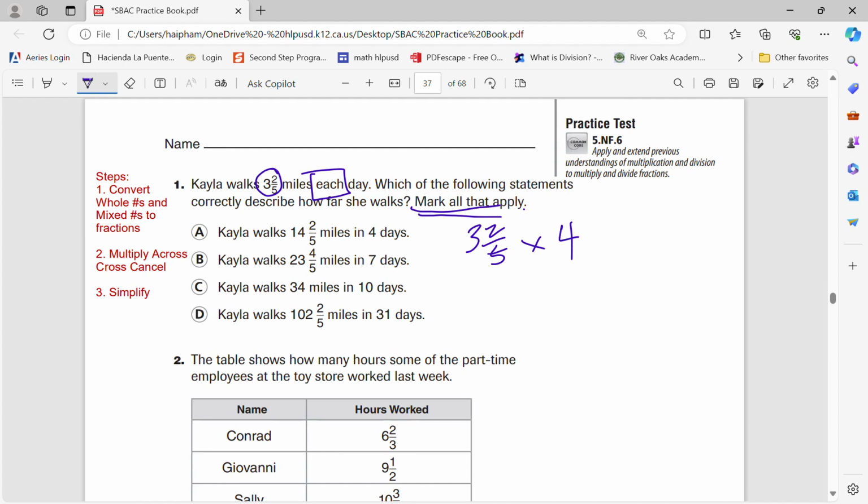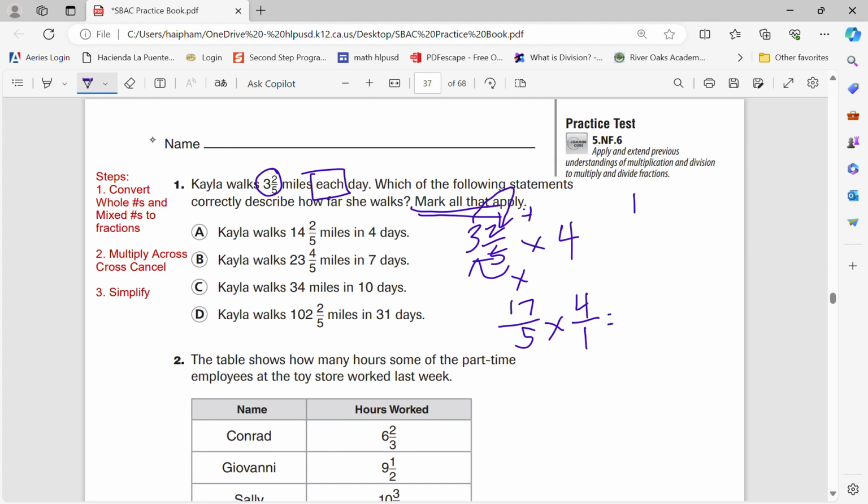Step 1, convert your whole numbers and mixed number into a fraction. First, we are going to multiply our denominator by our whole number. 5 times 3, 15. Then we're going to add our numerator. 15 plus 2 is going to be 17 over 5. Denominator stays the same. To write 4 as a fraction, we're just going to write 4 over 1, since 4 divided by 1 is going to give me 4.